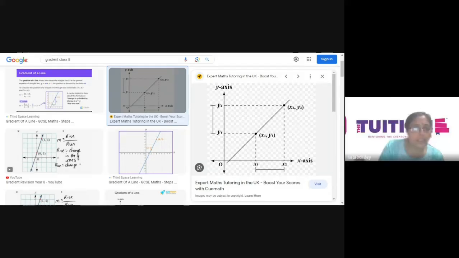If we are doing it like this, then the formula which you just said, that is y is equal to mx plus c, right?